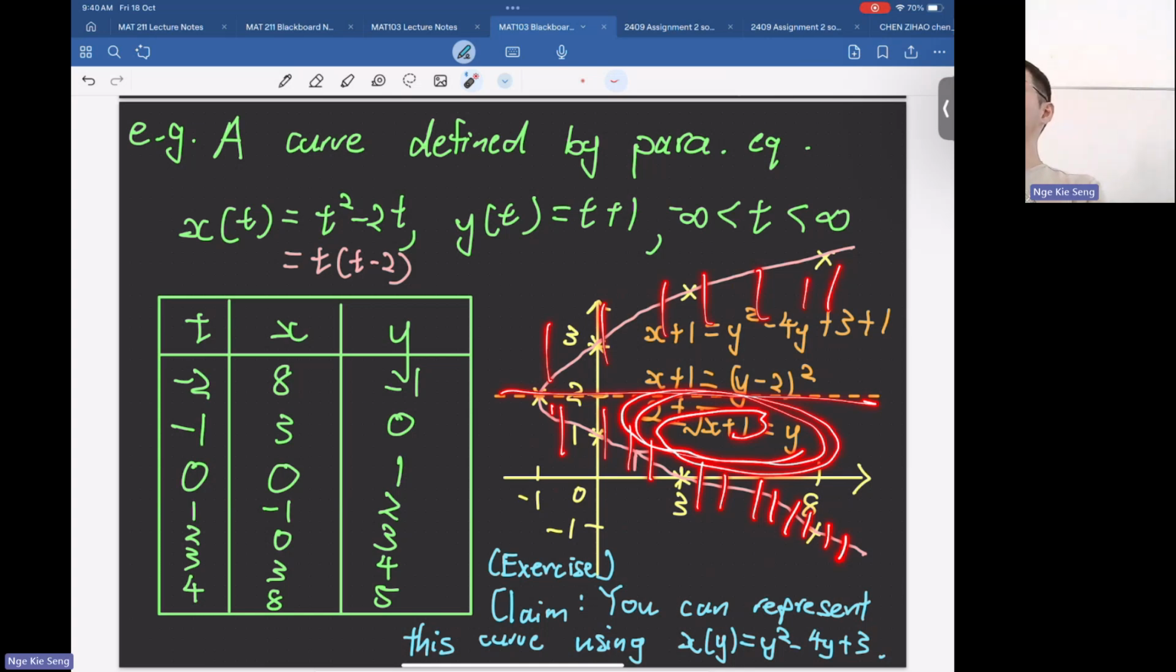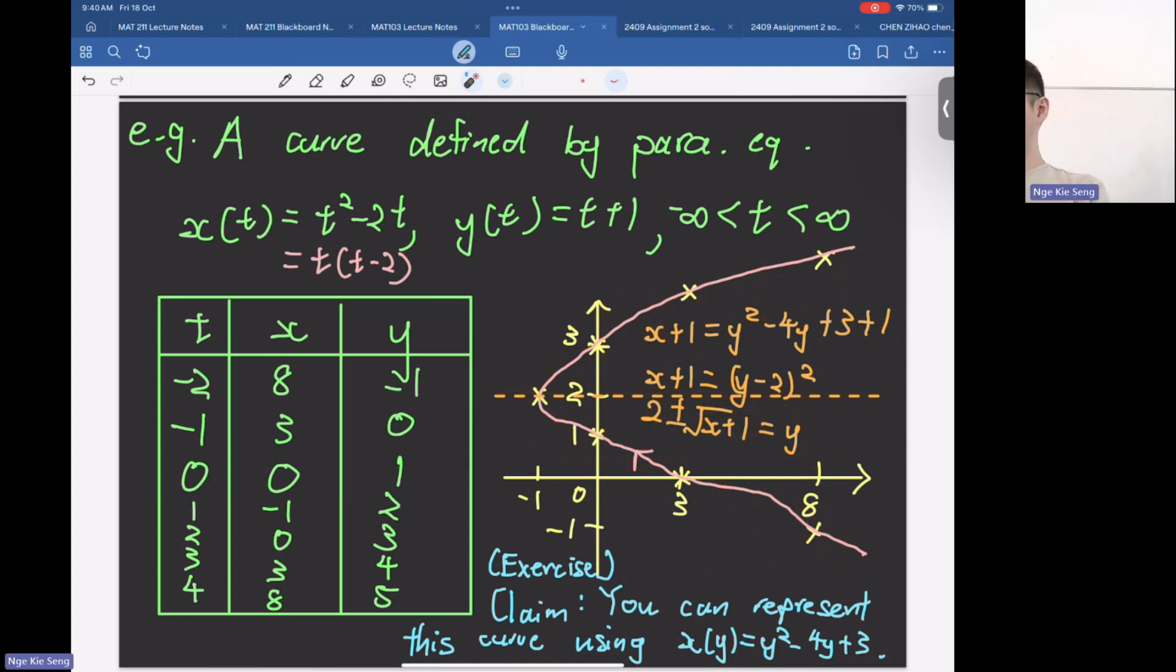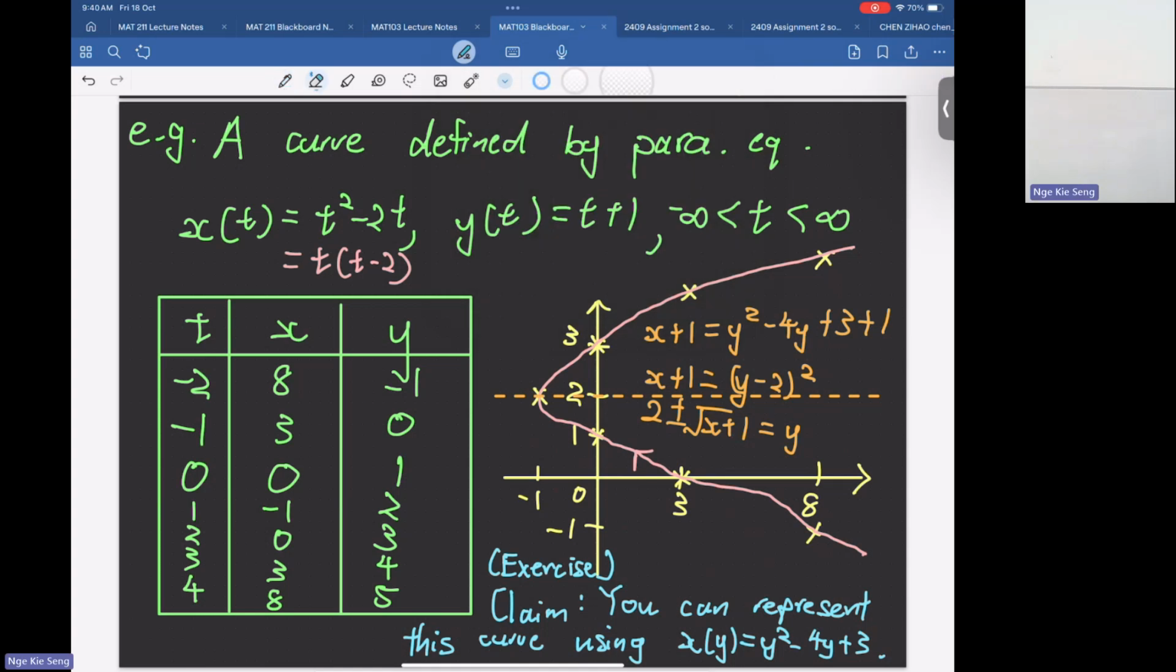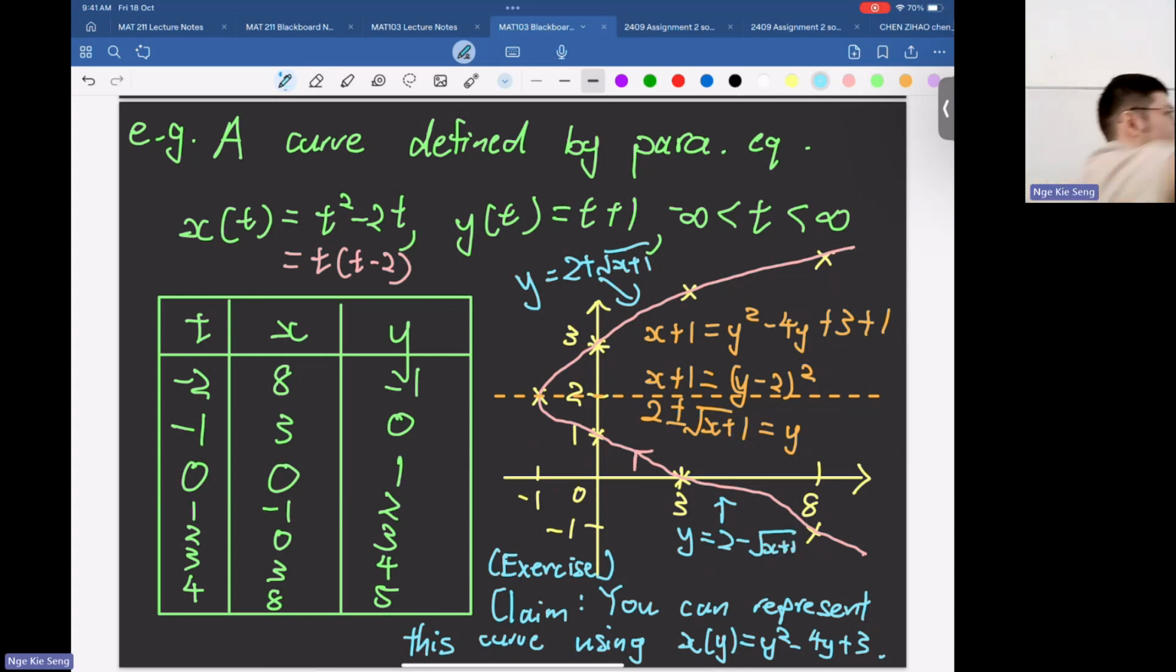听得明白吗？明白我讲什么吗？明白吗？ Okay, let me write clearer here. So the top part here, we can label as y equals to 2 plus square root x plus 1. And then the bottom part here will be y equals to 2 minus square root x plus 1. Does it make sense? So the top part is described by one of the square root. The bottom part is described by the other square root.